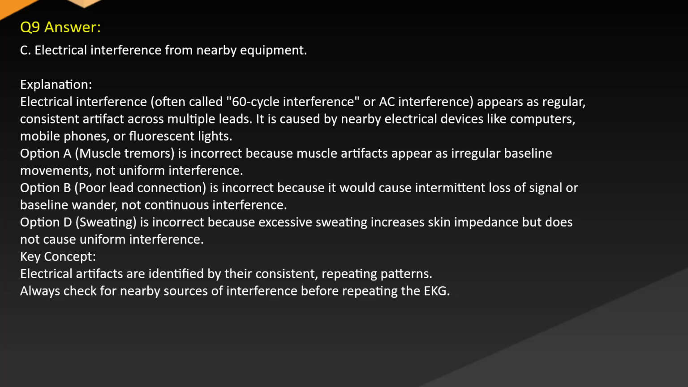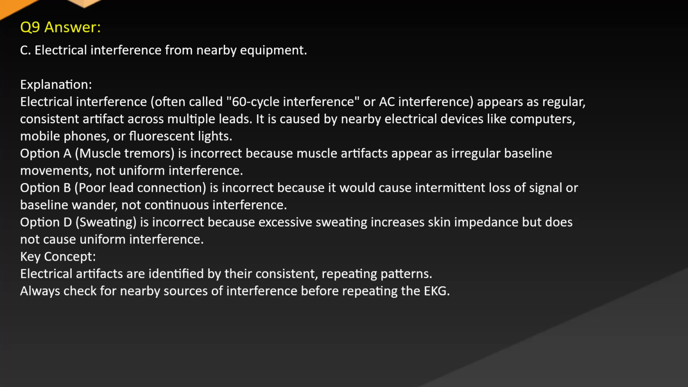Explanation: electrical interference, often called 60-cycle interference or AC interference, appears as a regular, consistent artifact across multiple leads. It is caused by nearby electrical devices like computers, mobile phones, or fluorescent lights. Option A, muscle tremors, is incorrect because muscle artifacts appear as irregular baseline movements, not uniform interference.